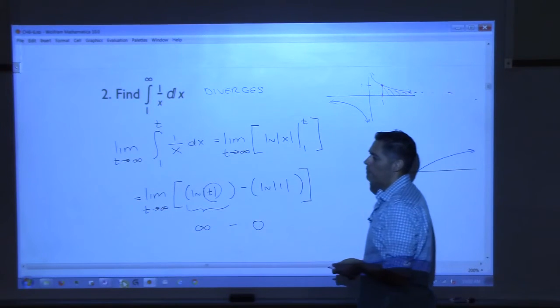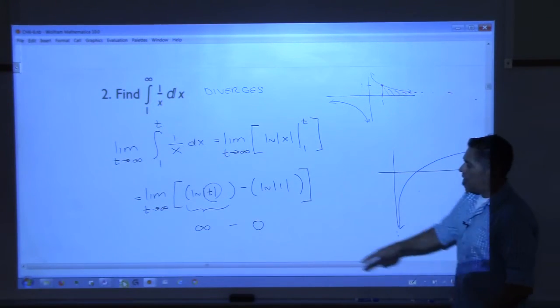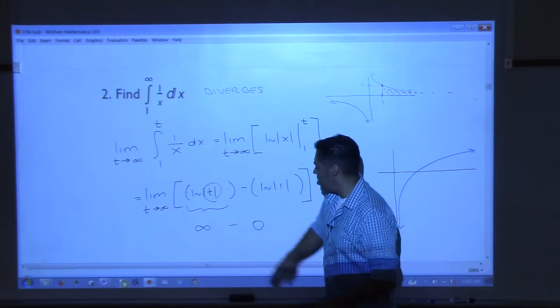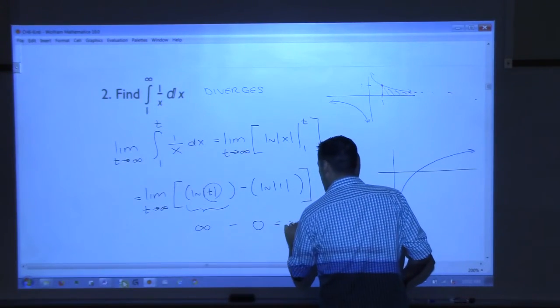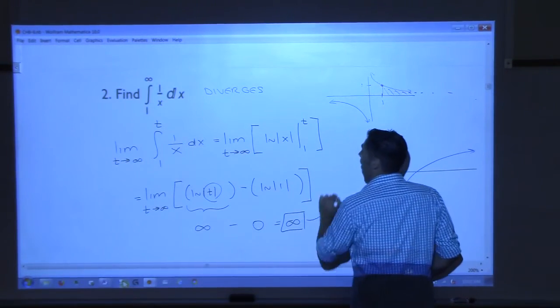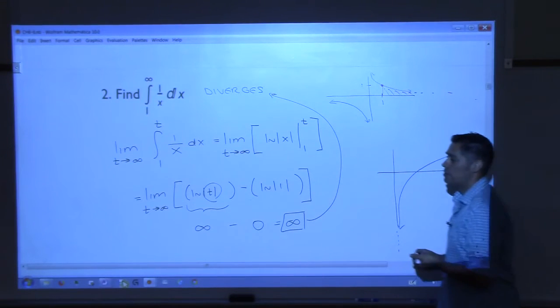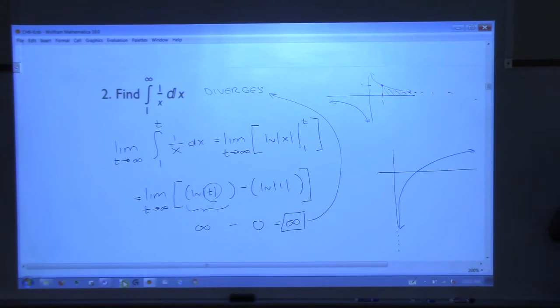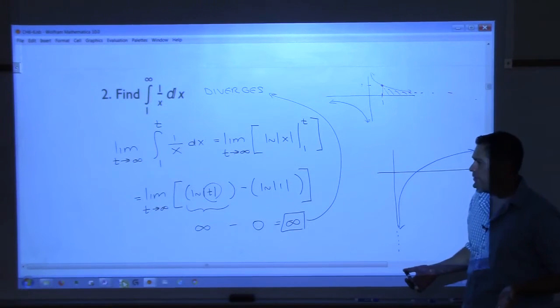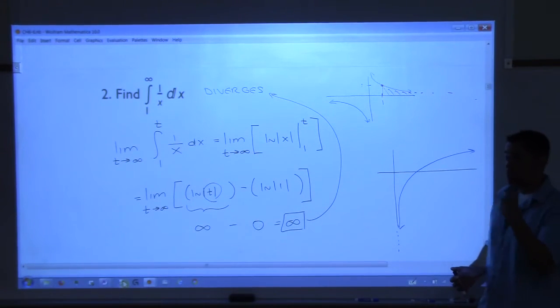So would you have to point out that the limit does not exist? You would need to show that this is going to infinity. Okay? And then once you do that, you can conclude that it diverges. See, the last problem we got what? 1? And so we said it converges, and it converges to 1.